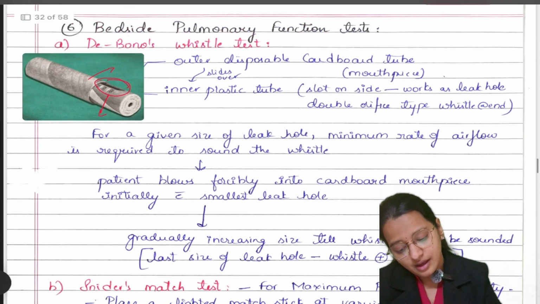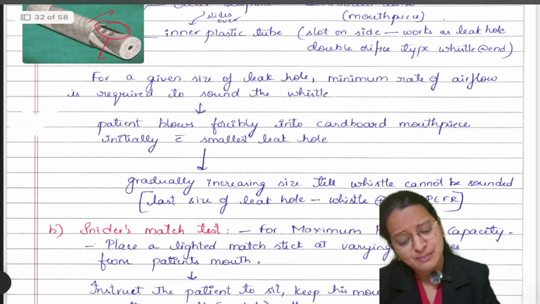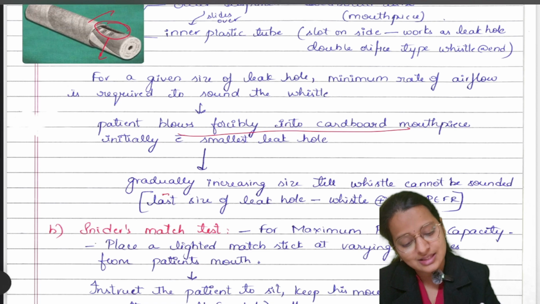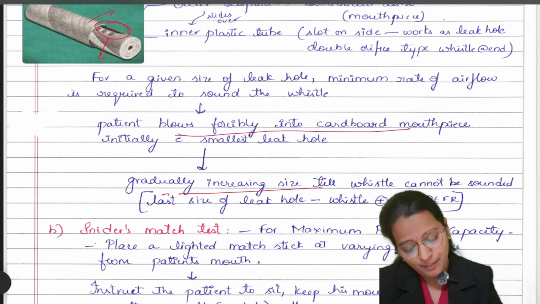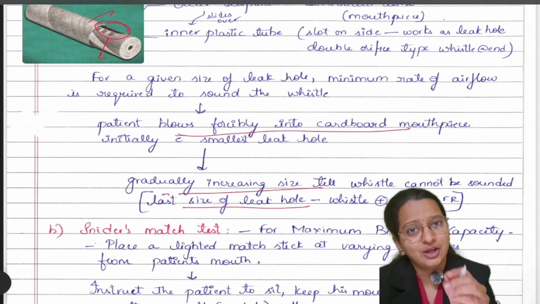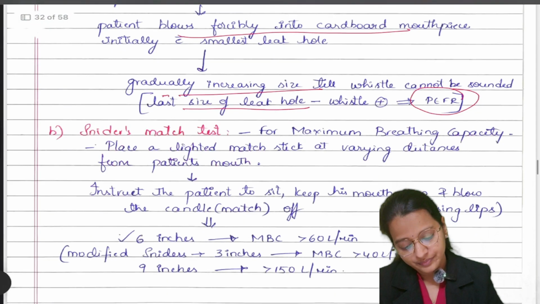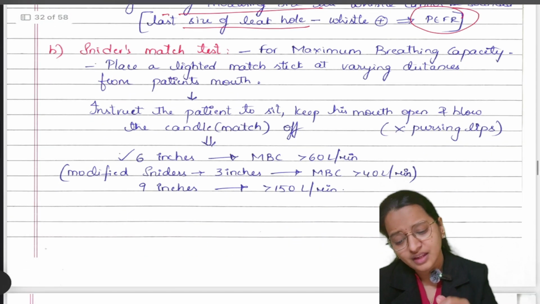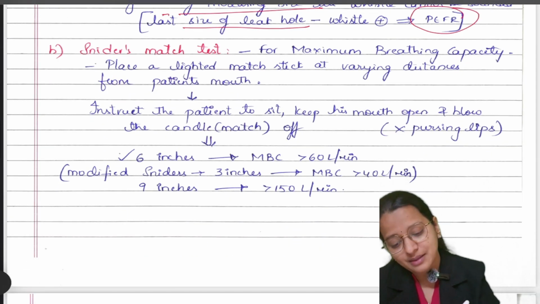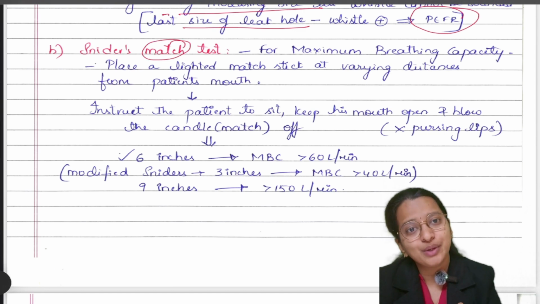So first, the patient blows forcibly into the mouthpiece, and we keep increasing the size of the leak until the whistle stops. That last size of the leak hole at which the whistle stops is the person's PEFR. Coming to Snyder's match test, we have seen that match means maximum breathing capacity.